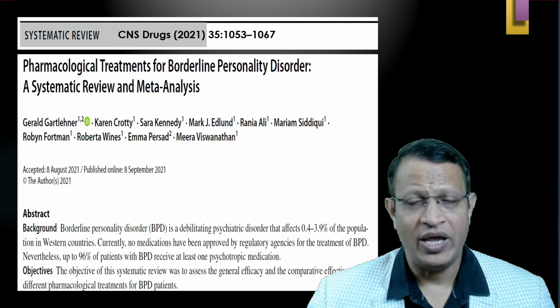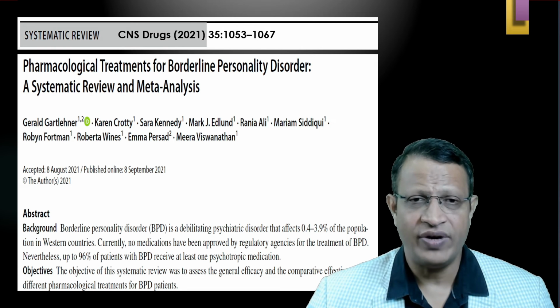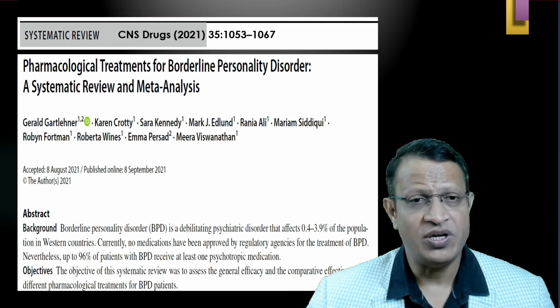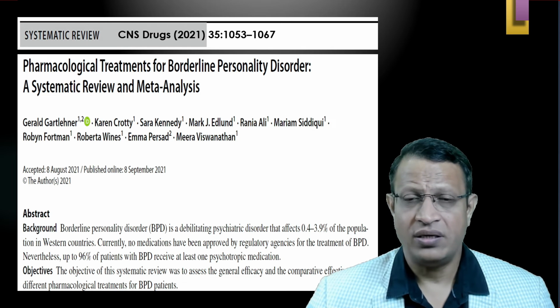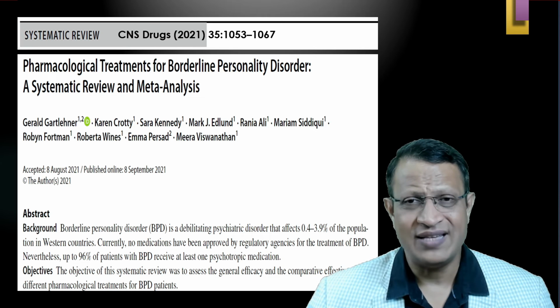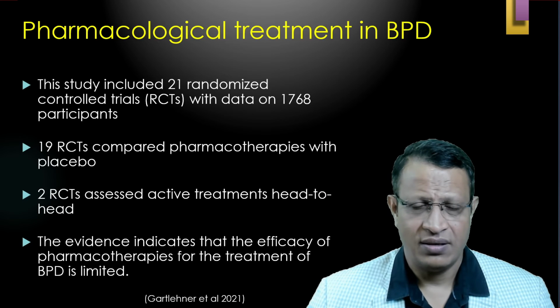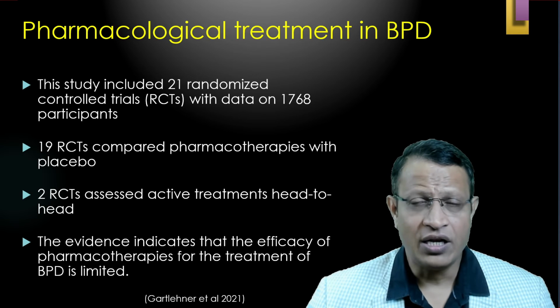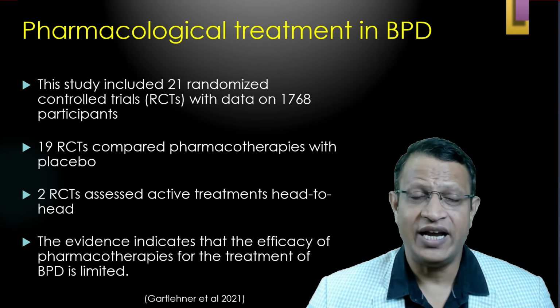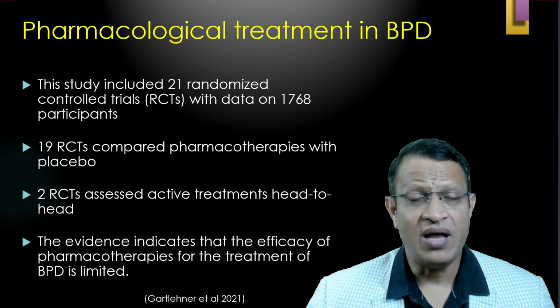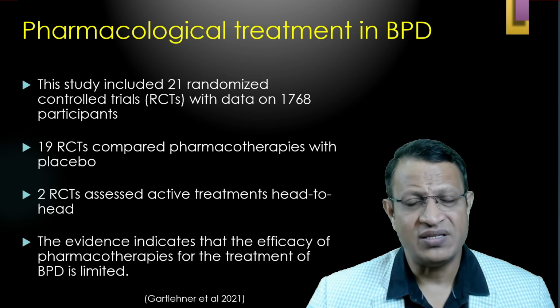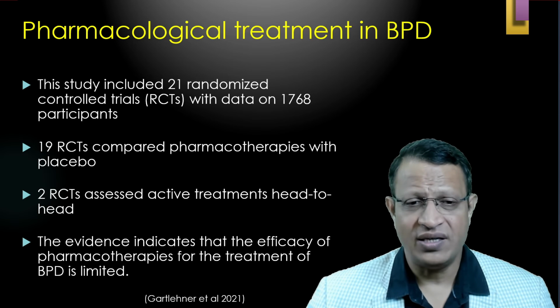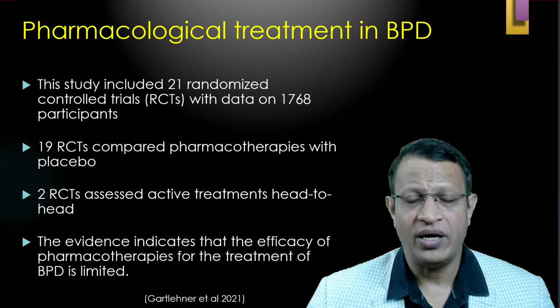What about medications in borderline personality disorder? There was one more important study done by Gerald and his colleagues in 2021, published in CNS Drugs. The title of the study was Pharmacological Treatment for Borderline Personality Disorder, a Systematic Review and Meta Analysis. In this study, they included 21 RCTs, including 1,768 participants. 19 RCTs compared pharmacotherapies with placebo. 2 RCTs assessed active treatment head to head.